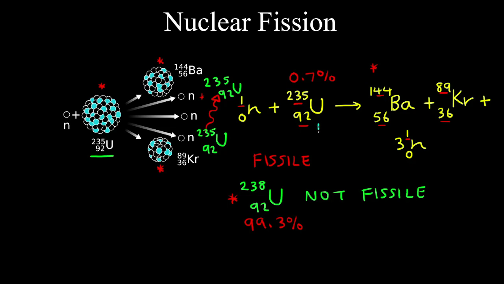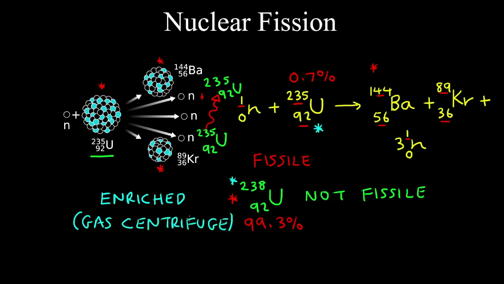So given that there's not much of this fissile isotope compared to the non-fissile one in natural uranium, the uranium must be enriched to separate these isotopes. So for example, a gas centrifuge can be used to separate them via the centrifugal force based on their mass.